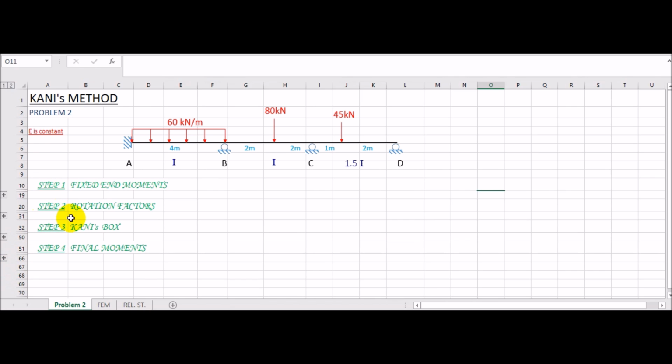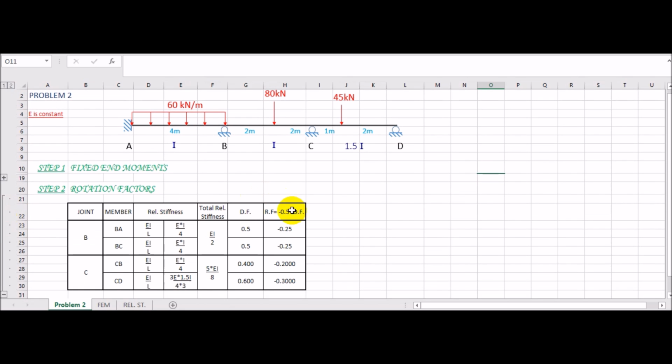We'll now see step 2, that is rotation factors. Rotation factors are basically found for those joints which are intermediate. So here the intermediate joints are B and C. Joint B is connecting to BA and BC, and joint C is connecting to CB and CD.